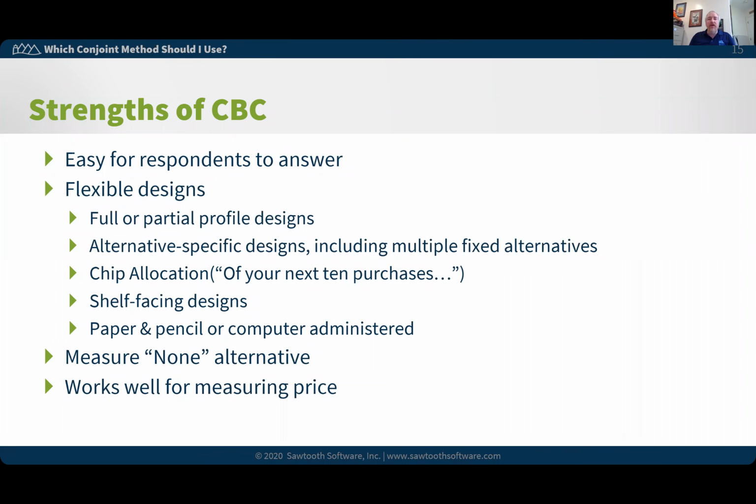Strengths of CBC: it works really well for measuring price and different new product development, things like that. Anytime where people are choosing between things. So if you have a market where there's already products on the shelves and you're looking at adding a new product or tweaking an existing product, CBC works really well.